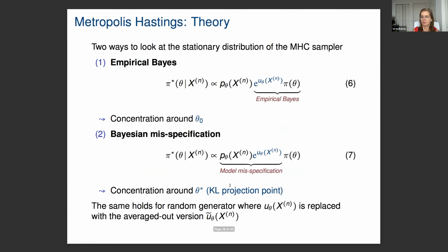So let's talk a little bit more about theory. I don't want to overemphasize it, but I think it's still interesting to understand the implications of the exponential tilt, what it is we are actually computing, and how fast we are learning about theta.